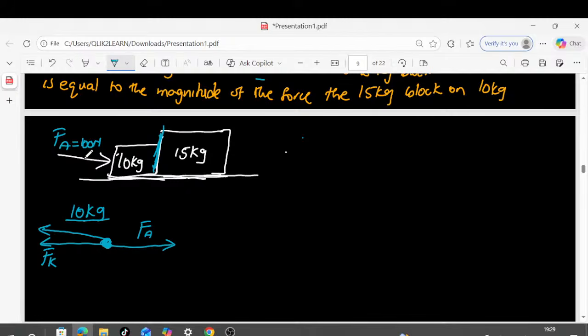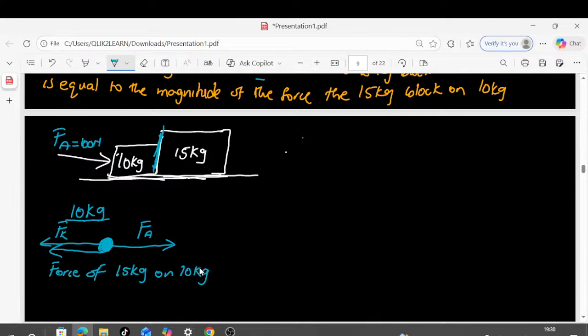I'm not sure if you guys understand, but I'm going to move this thing here, and let's move the Fk here. I'm just going to write the Fk on top so I can explain this properly. So this is my Fk. So what I'm saying is that this other force that we are missing, it will be the force of the 15 kg block on the 10 kg block.